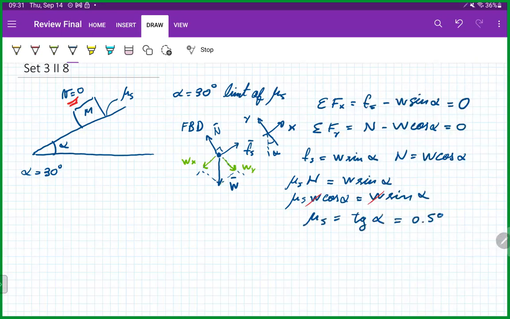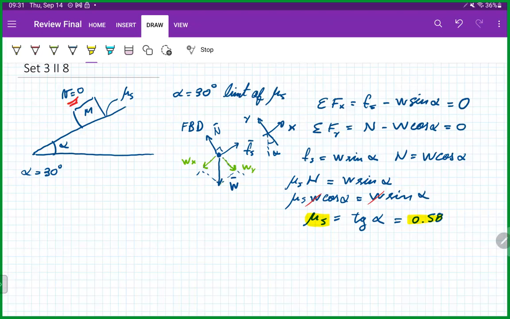So that's the first answer: the static, the mu static. All right. Any questions about that one? Cool. Let's take a look at the second part.